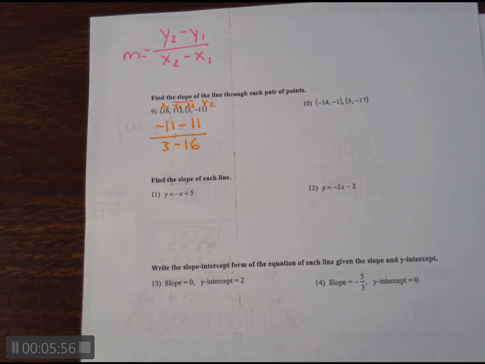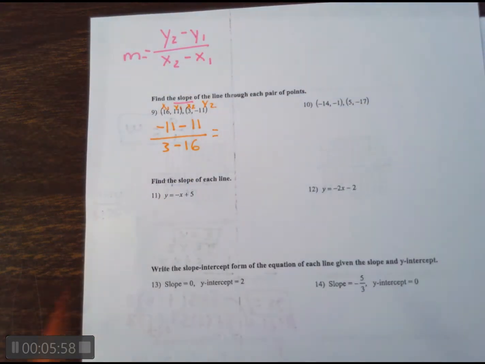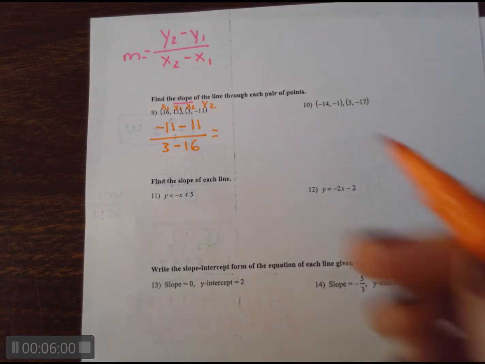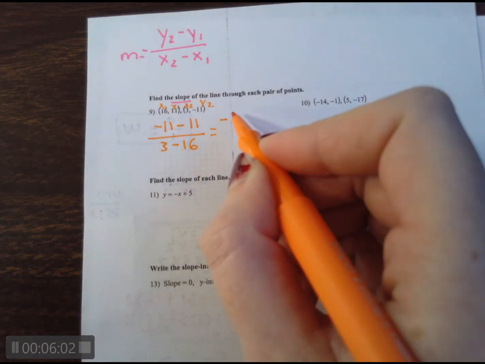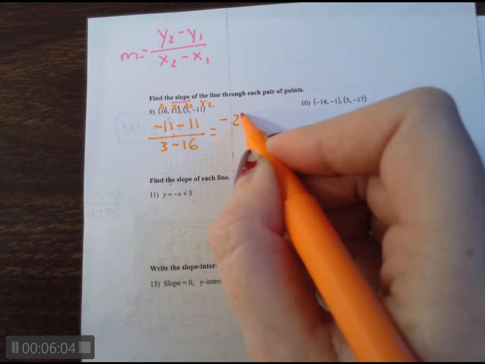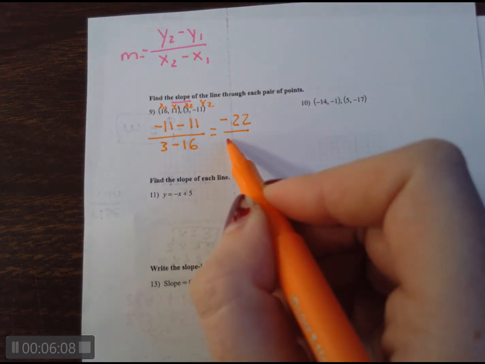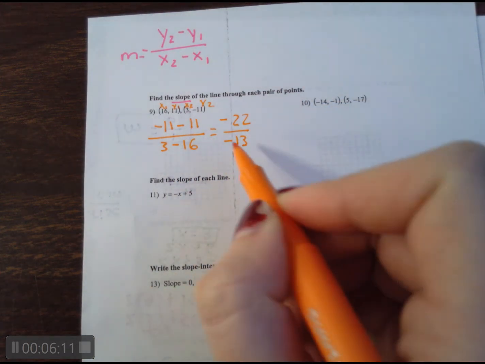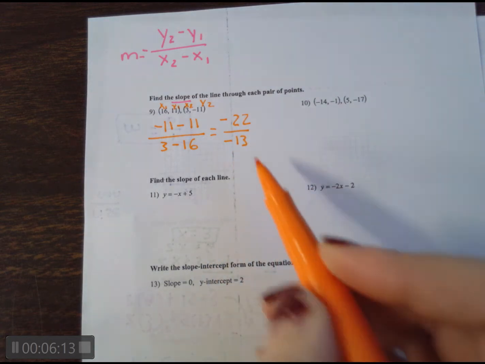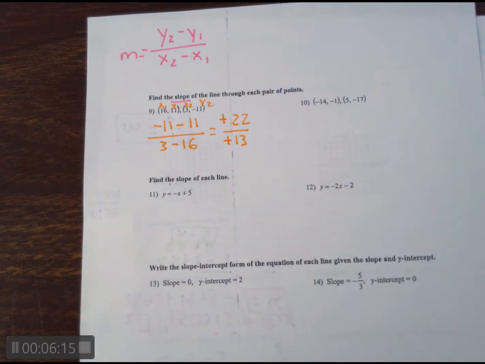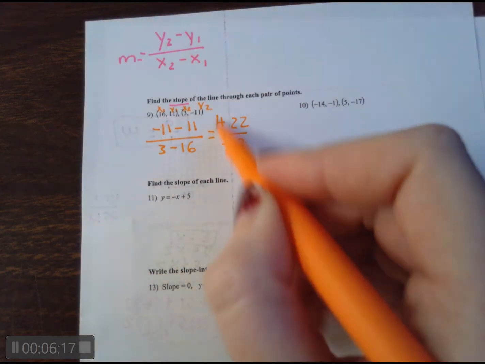Negative 11 minus 11 gives me negative 22, and then 3 minus 16 gives me negative 13. Since I have a negative over a negative, it's going to be positive, and that's going to be your answer.